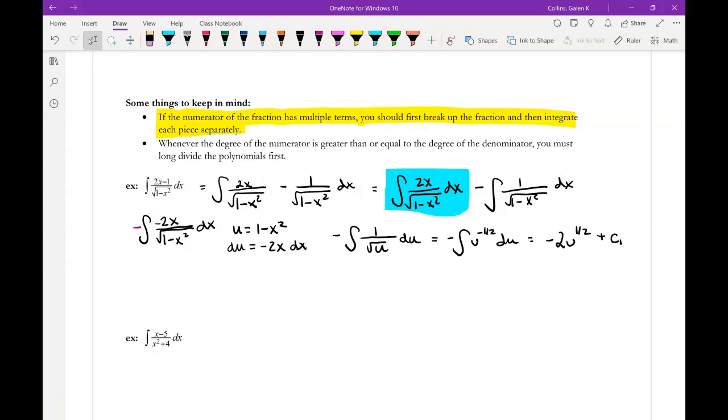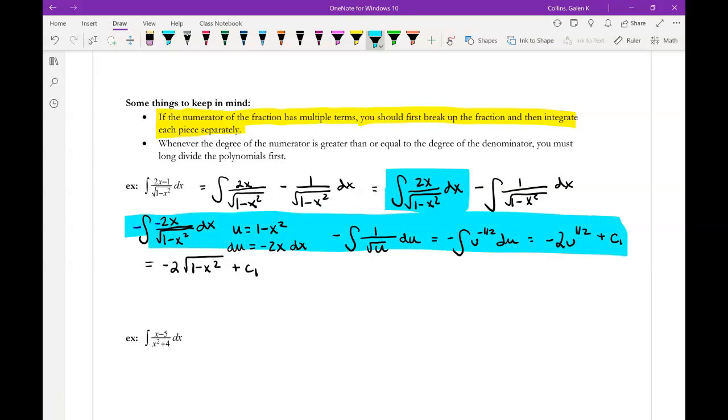Okay, as I finally write my expression, my final answer would be negative 2 times the square root of, and then we do our u substitution. We said u is 1 minus x squared. And I'm going to say plus c sub 1. All right, so all of that work was just for the part of our expression that is highlighted in blue. These are super fun, huh?